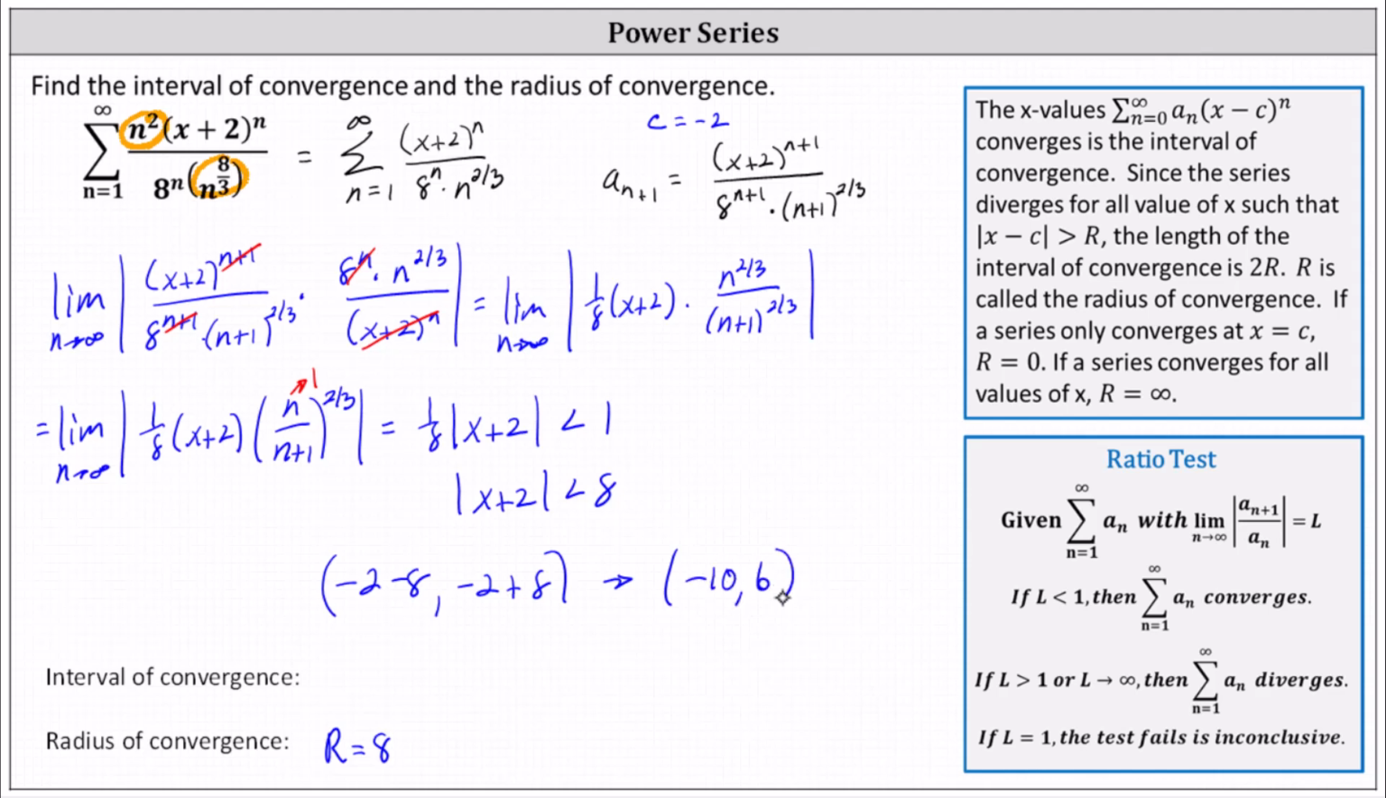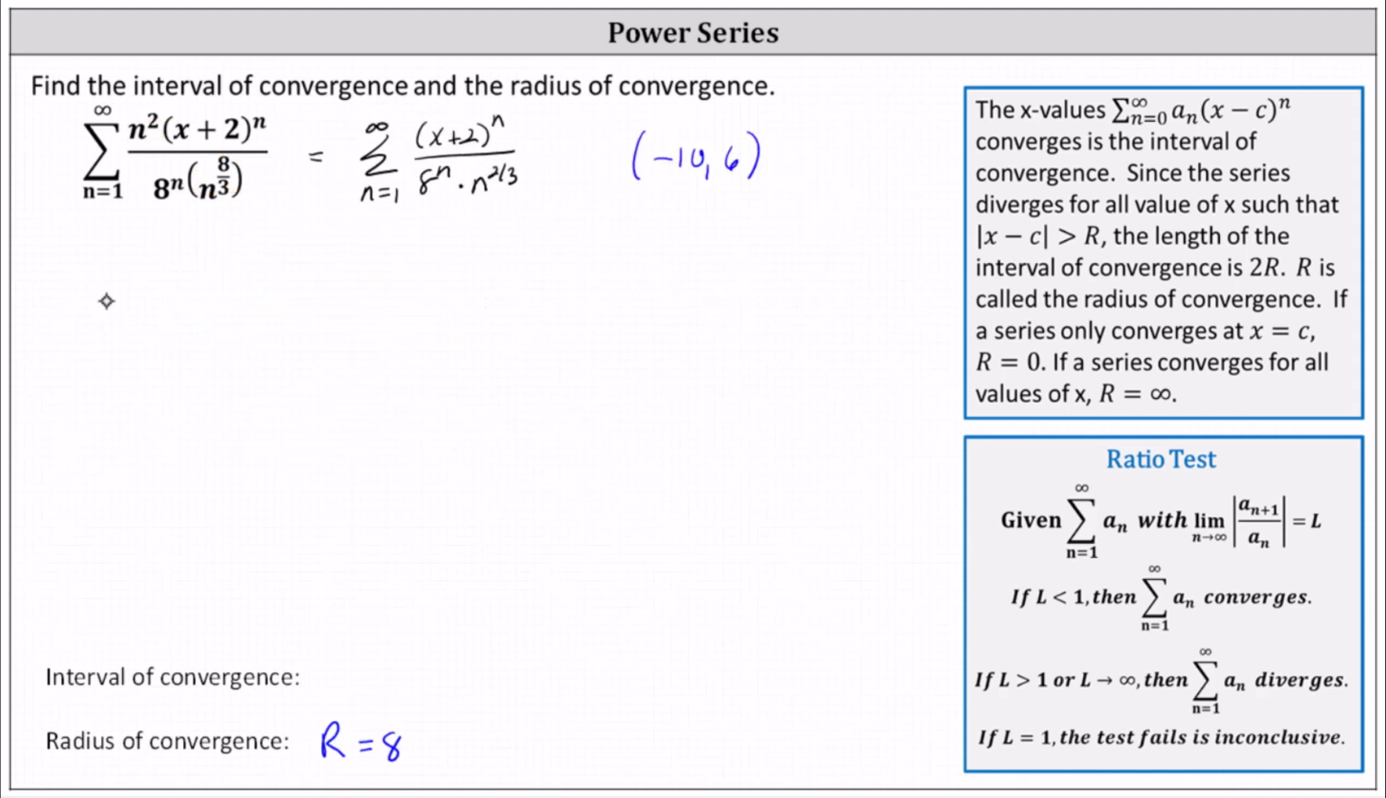But we still don't know what's happening at x equals -10 or x equals 6. We'll have to test these values and see if the power series converges or diverges at these values. Let's do this on the next slide. Let's first determine if the power series converges at x equals -10.